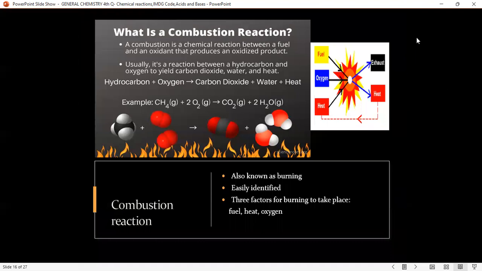All right, let's proceed. This one is a very common chemical reaction that most of us have been familiar with since we were kids. So what is a combustion reaction? A combustion is a chemical reaction between a fuel and an oxidant that produces an oxidized product. This is also known in simpler terms as burning.